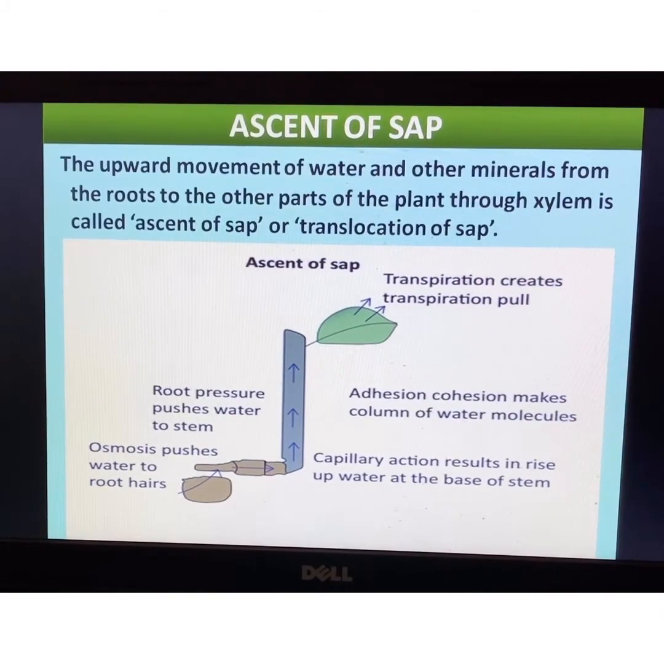Okay, now adhesion and cohesion make a column of water molecules. Now these are concepts of physics. Okay, sticking. There are two types of things happening here. Cohesive forces of water molecules, so that the water is present in a liquid form. There is no breaking of the chain of water molecules. Okay, the cohesive forces. And adhesion to the walls of the xylem, right? So that they continue sticking to the wall, forming a continuous water column rising up on the stem.